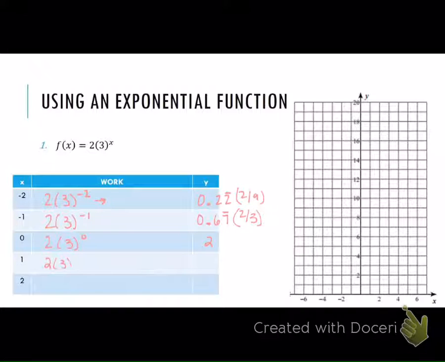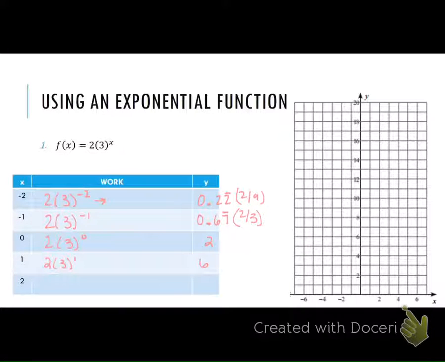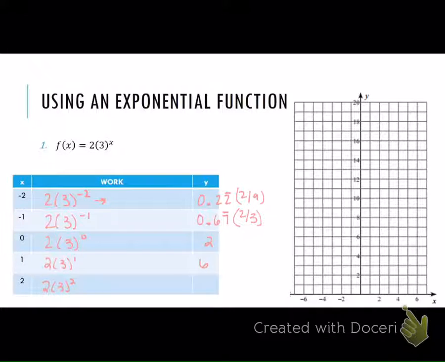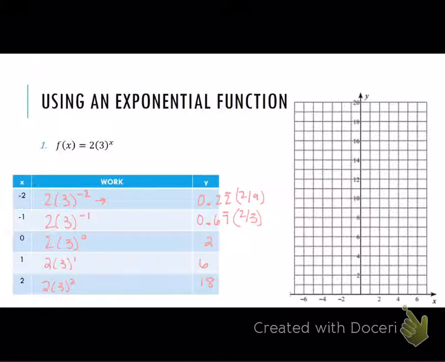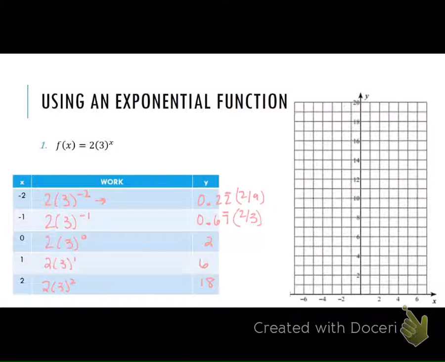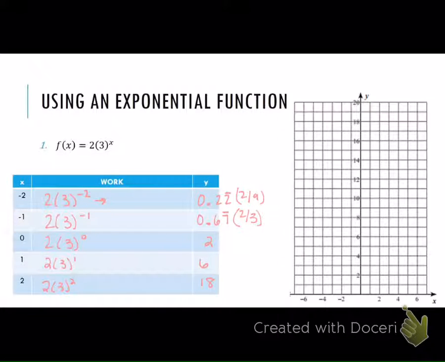How about 2 times 3 to the first? 6. And then how about 2 times 3 to the second? 18. So do you guys notice the ordered pairs that are there? -2, comma, 0.2 repeating. -1, comma, 0.6 repeating. 0, comma, 2. 1, comma, 6, and 2, comma, 18. Go ahead and plot those points. You're going to have to do your best guesstimate for some of those.